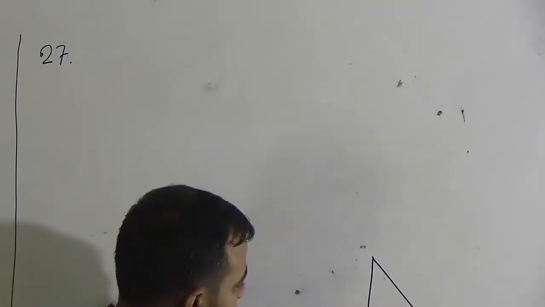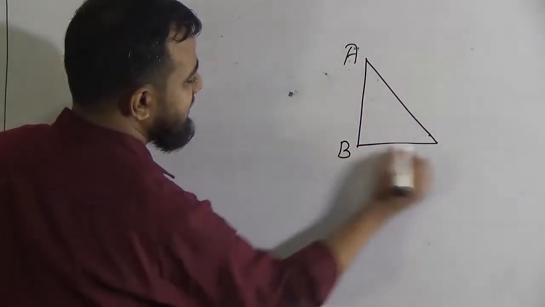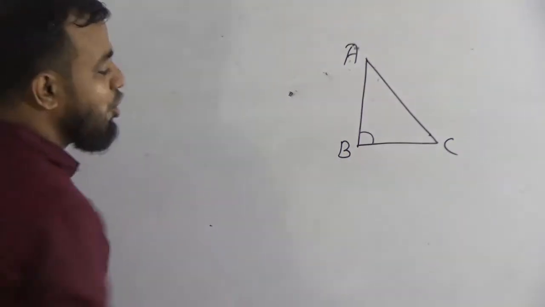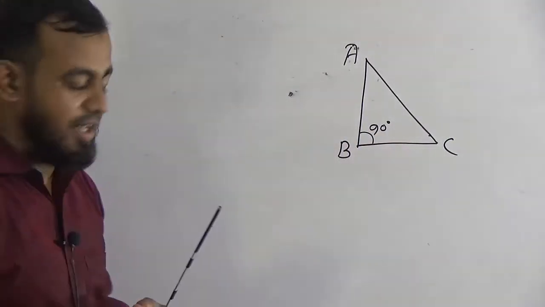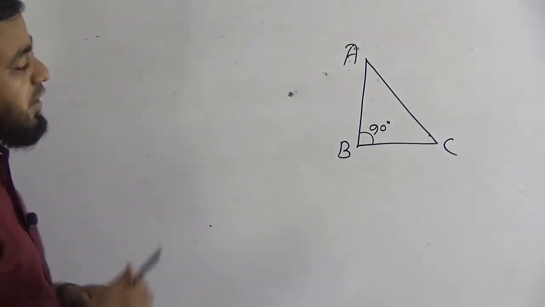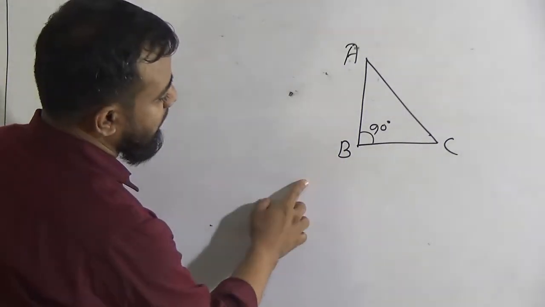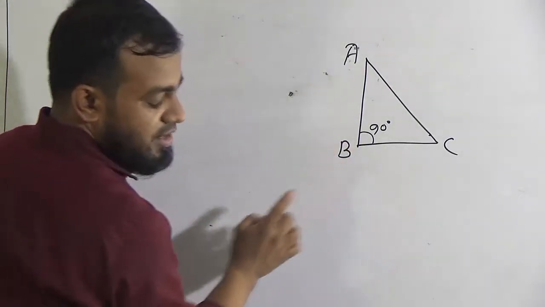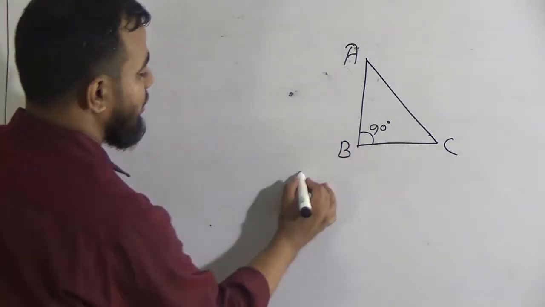Pythagoras theorem is, suppose this is a right angle triangle. Suppose ABC is a right angle triangle where angle B is a right angle, that means 90 degree. It's a 90 degree angle, it's a right angle. So Pythagoras, which is the name of a Greek, says that the opposite side of the right angle of a triangle is called hypotenuse.